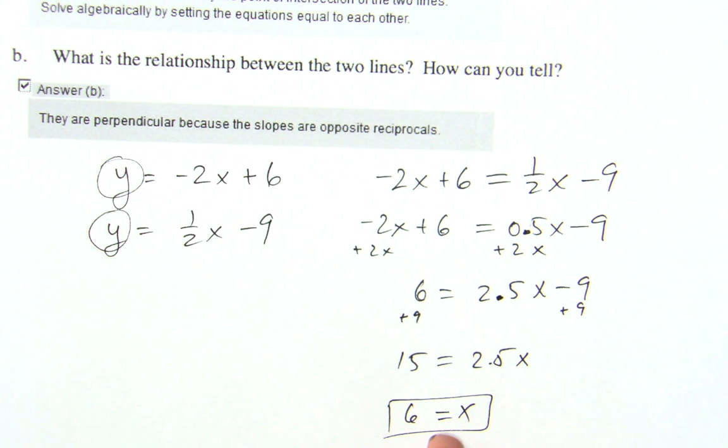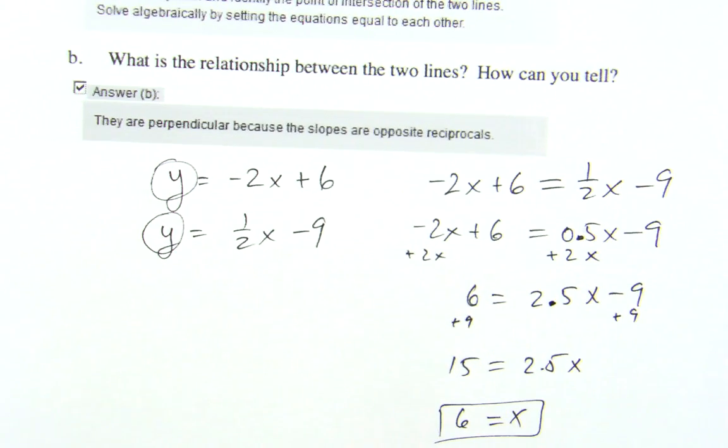Okay, x is equal to 6. You still haven't solved for y though, so you need to plug it in. So you pick the easier one. My advice is to pick the one on the top. It really doesn't matter, but you can do whatever you want.